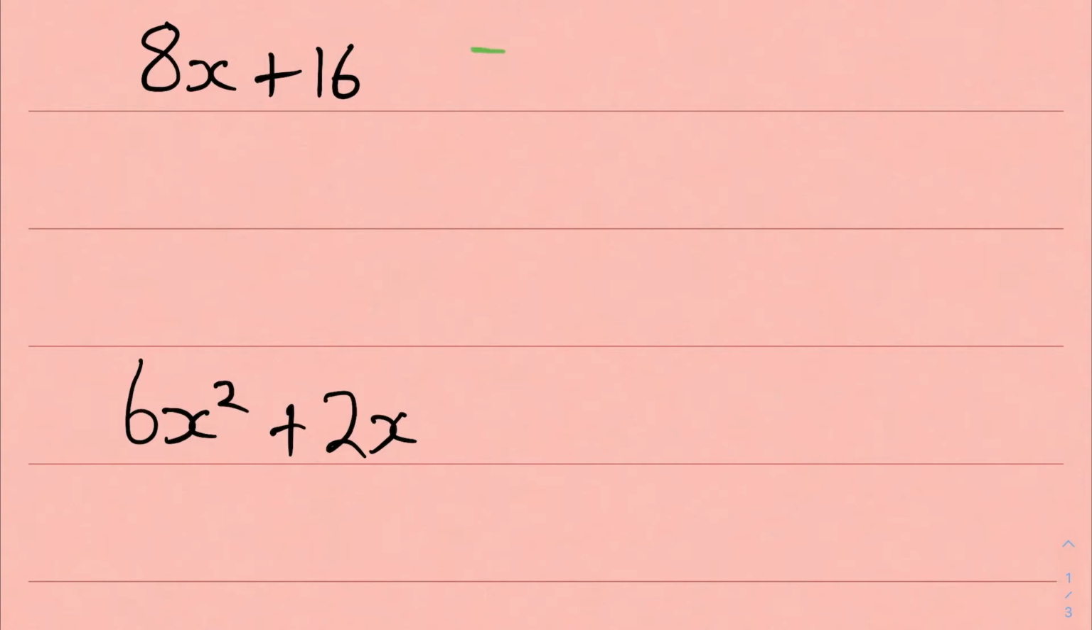So let's see how you went. First, we're going to start by looking at the numbers, 8 and 16. What's a factor of 8 and 16? Well, there's 2, there's 4, or there's 8. And so 8 is our highest common factor, so we're going to write 8 out the front.